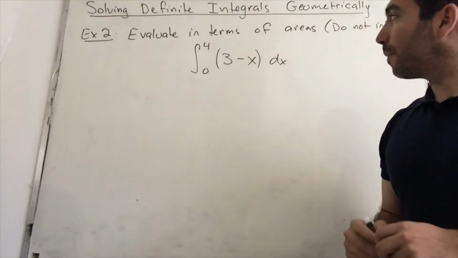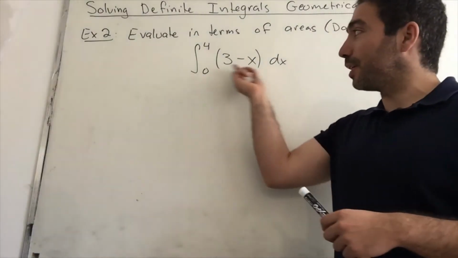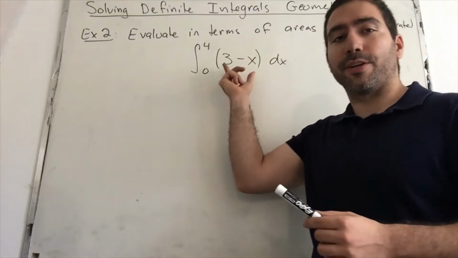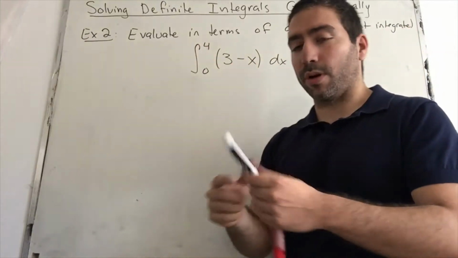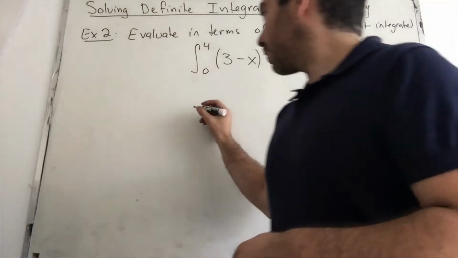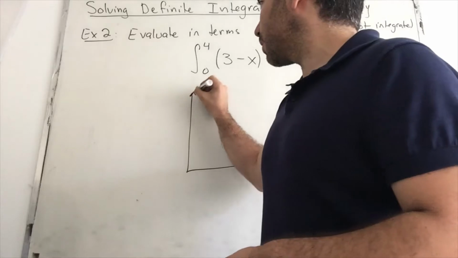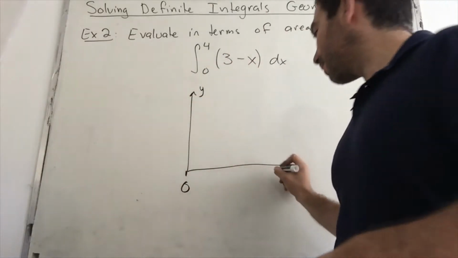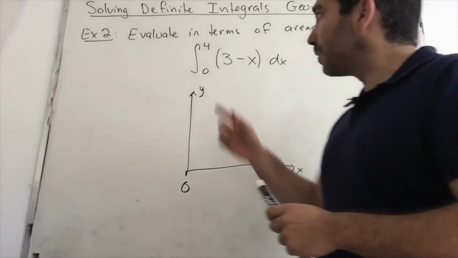So we have the function 3 minus x. One way of doing this is you could separate and do each term individually. Another way is to just sketch the function. So the function we're dealing with is 3 minus x, and it's on the interval from 0 to 4. So let's go ahead and sketch that. This is the x-axis, y-axis. We're starting at 0, and we're going to 4. And again, this is not drawn to scale.